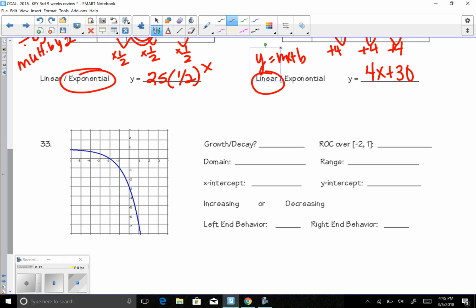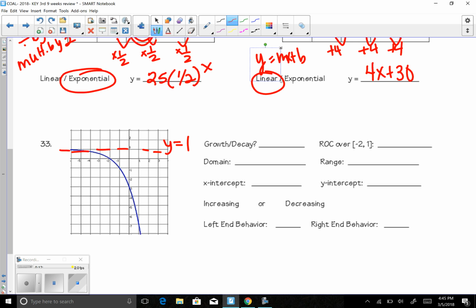Okay, so now we're moving into some characteristics. Exponentials always have an asymptote, remember? So the equation of this asymptote is, not x equals, it is y equals 1.